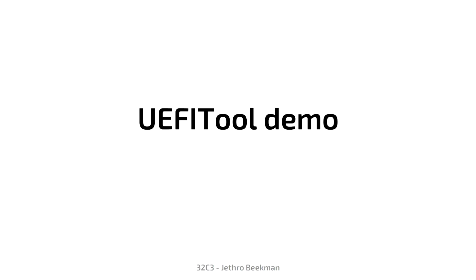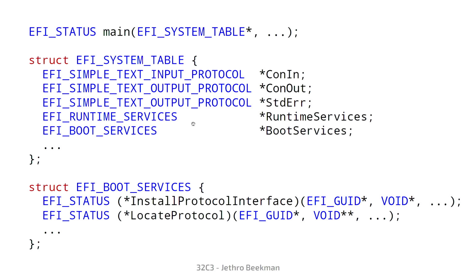But first, let's take a look at what happens when you run a module like that. Each module has an entry point main, and the main function gets passed in a pointer to this system table. The system table just contains more pointers to other structures. For example, for the terminals, console in, console out, standard error, just for standard text input and output, and also the boot services structure.